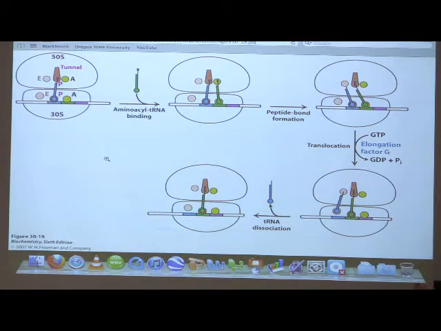EF-Tu carries the aminoacyl tRNA. And it carries it in a fashion very similar to what IF2 did. It binds it right there at the junction of these two things. And it turns out that's very important.